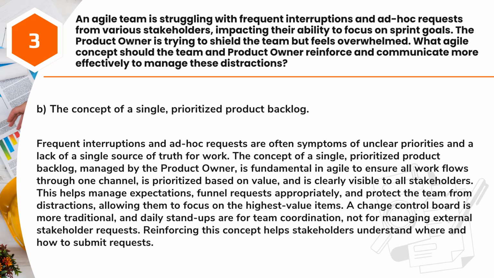Frequent interruptions and ad hoc requests are often symptoms of unclear priorities and a lack of a single source of truth for work. The concept of a single, prioritized product backlog, managed by the product owner, is fundamental in Agile to ensure all work flows through one channel, is prioritized based on value, and is clearly visible to all stakeholders.